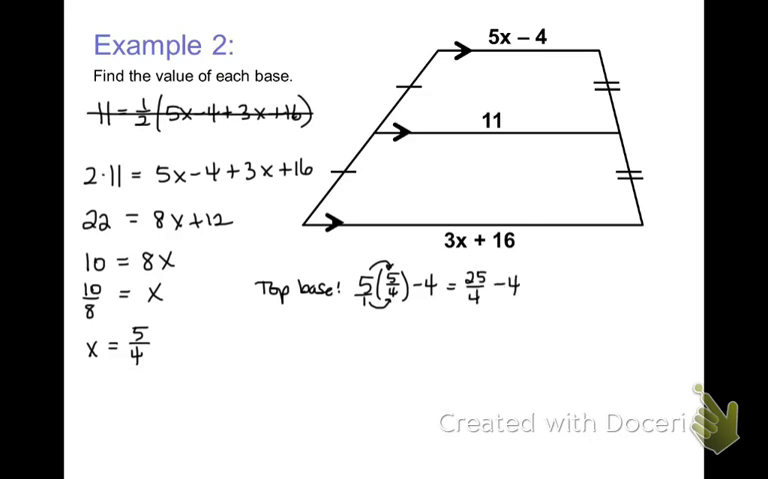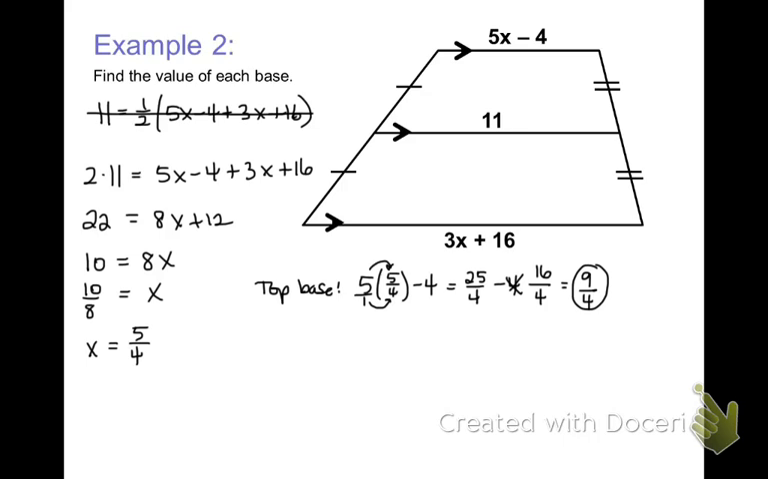To condense this, I need to have a common denominator. How do I rewrite 4 so that it's in terms of fourths? Multiply it by 4, which will give you 16/4. What is 25 minus 16? So our value there is 9/4. That's my top base.